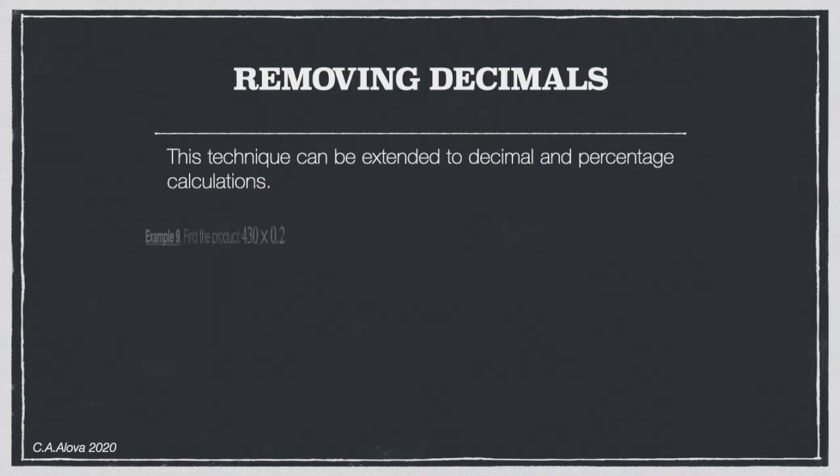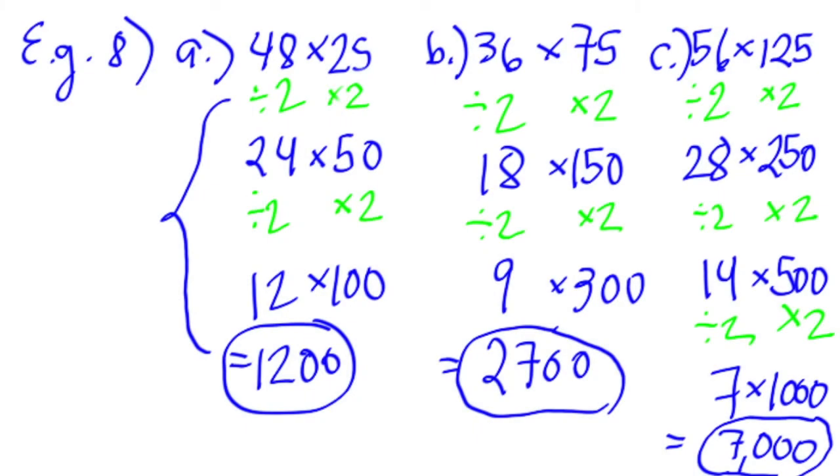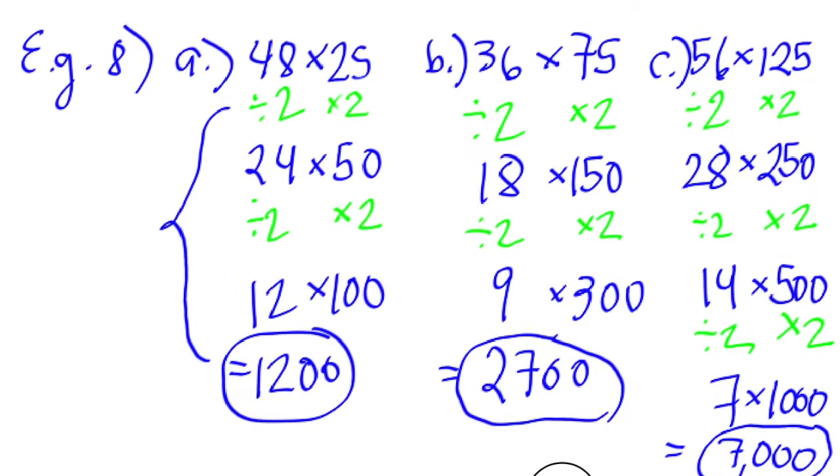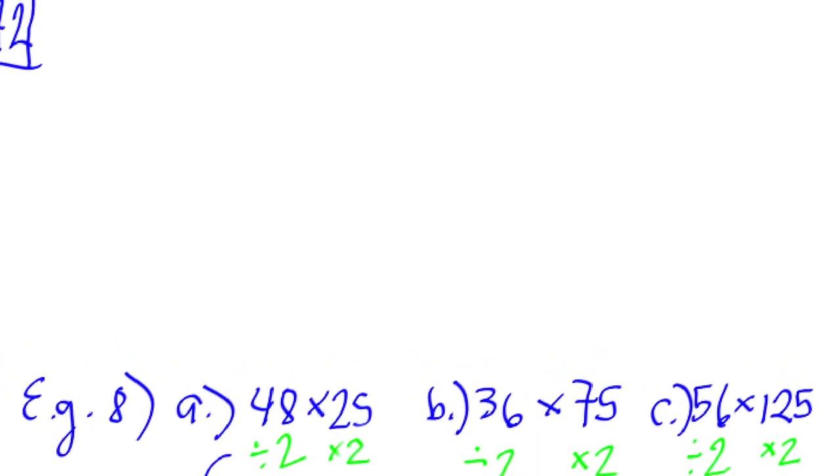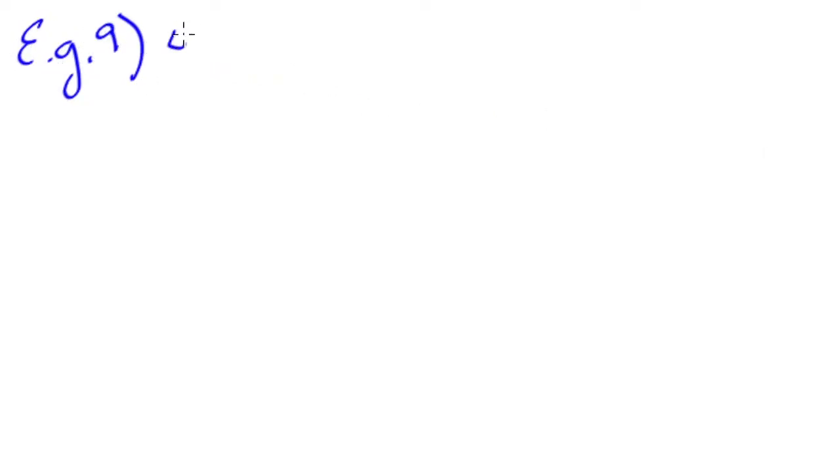So for example, say we'll find the product of 430 times 0.2. Let's put it down in writing. Let's move this up. There you go. So we have, for example, number 9. Example 9: 430 times 0.2.